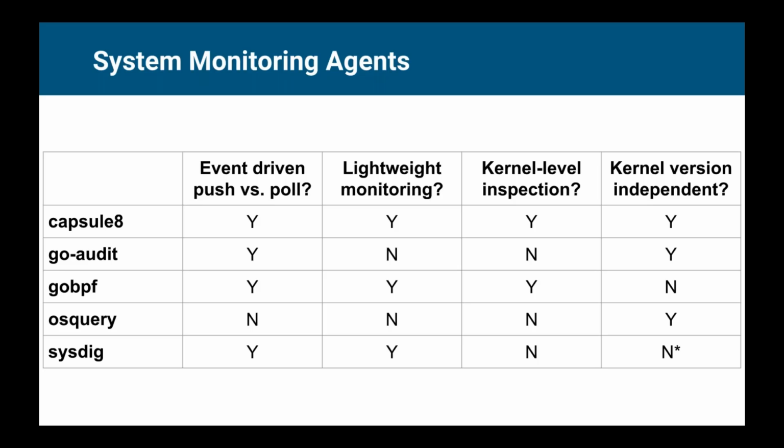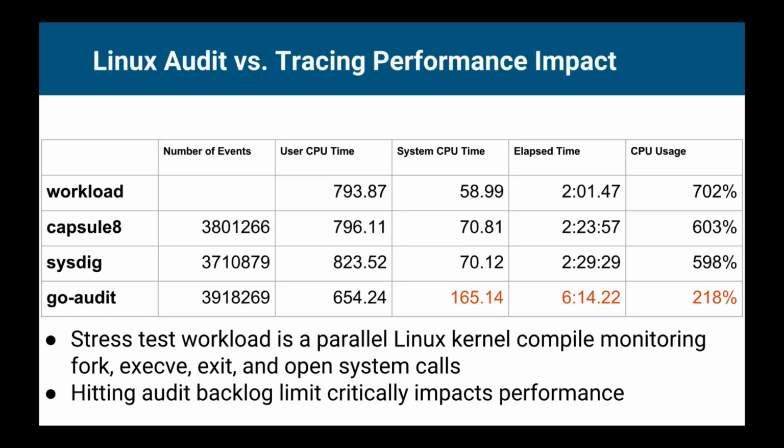Clearly, we're a little biased. But what I wanted to drill into was the performance impact of Linux Audit versus Linux tracing. For a given sample workload, which was just a kernel compile that was configured to be massively parallel as a stress test, and monitoring a small number of system calls: fork, exec, exit, and open. So we wanted to identify process activity and all file system activity and get an audit of all that activity. What is the impact on the workload?